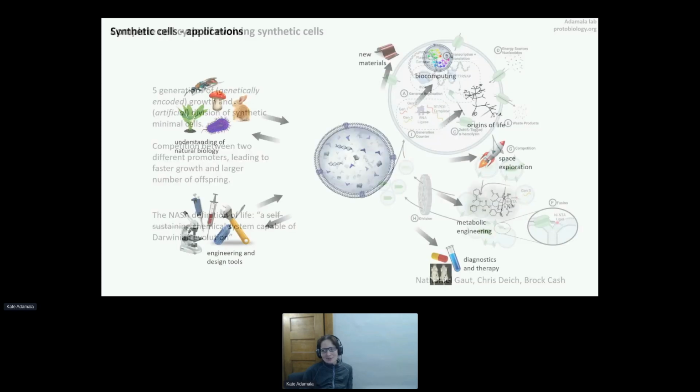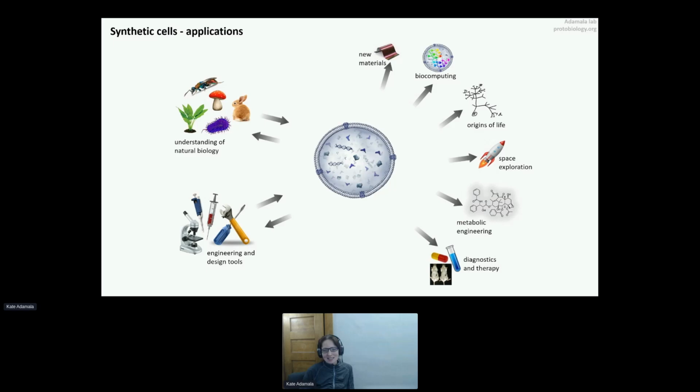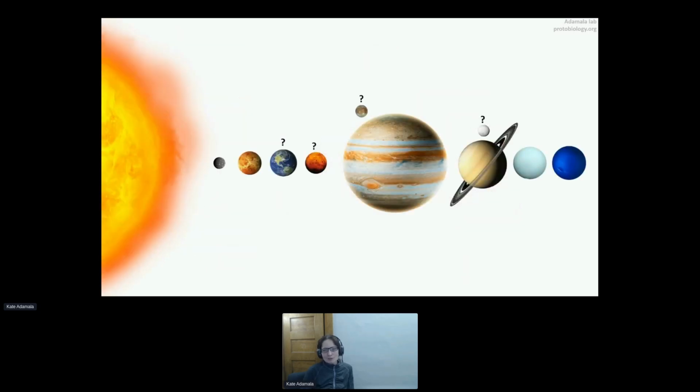All right, so I want to show that slide again because it shows you that once we build synthetic cells, we'll really be able to explore things that nature was not able to explore. We'll be able to look at possibilities of life. We'll be able to look at how life could possibly work under different environments, how life could work if you build it from different building blocks, and very practical applications, like in space medicine, for example. In space exploration, we'll be able to use synthetic cells as little biomanufacturing tools.